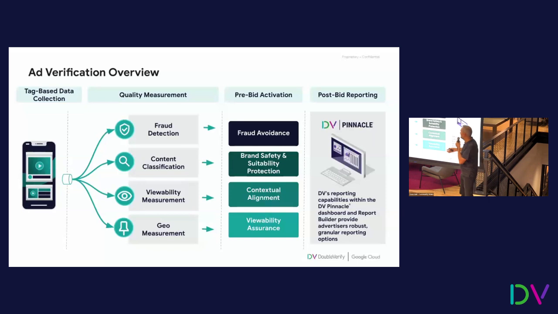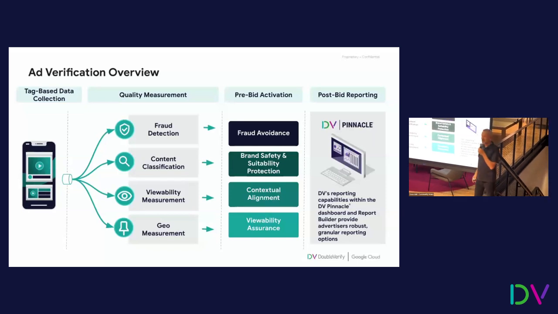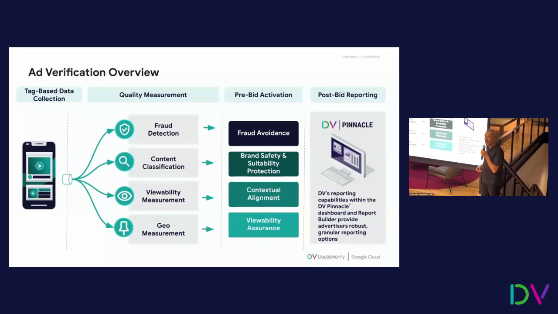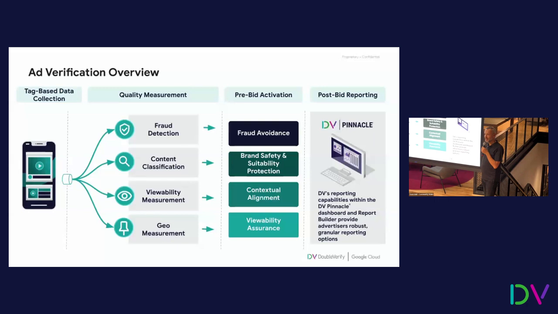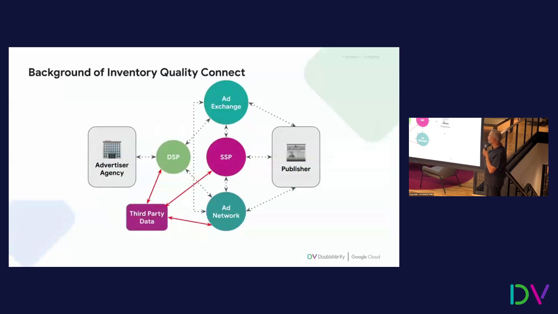So you use something we call pre-bid activation, and that helps you, the next time it is running, to avoid fraud, avoid brand safety incidents, make sure you hit the right contextual content, and in the best case also get a viewable ad. Because if it's not viewable, then you don't want it.